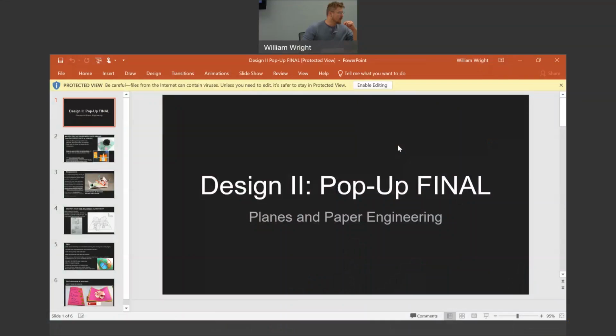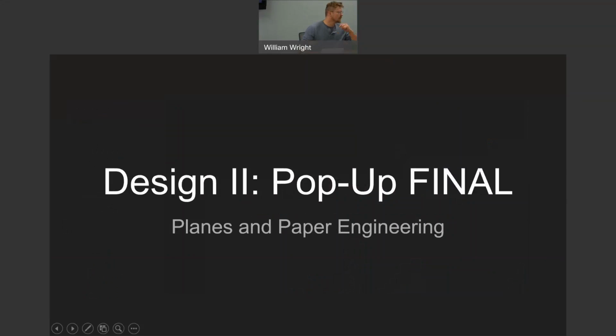There we go. Okay, so these were posted yesterday, but I'm going to go through them with you now. This is the Design 2 pop-up final, the final for the unit on planes and paper engineering. Remember, a plane is an object with height and width, or length and width, but minimal depth or thickness. Think about a sheet of paper, a sheet of metal, anything that comes in sheet form. It's got length and width, but when you turn it on its side, it's very thin. Now, a piece of paper does literally have thickness, but it's not very thick.